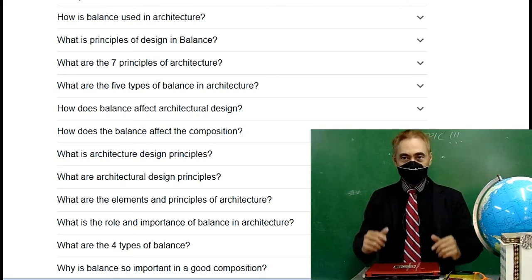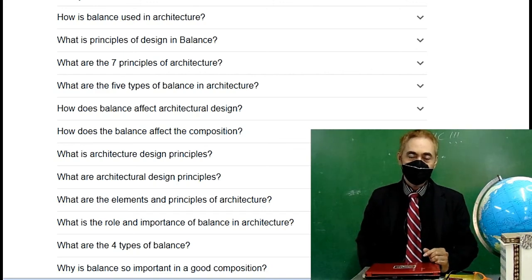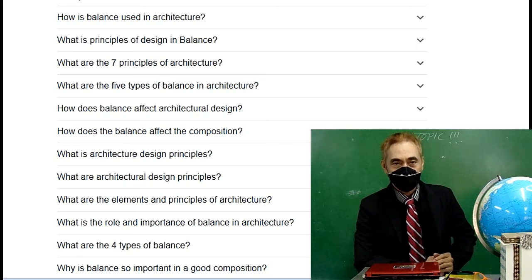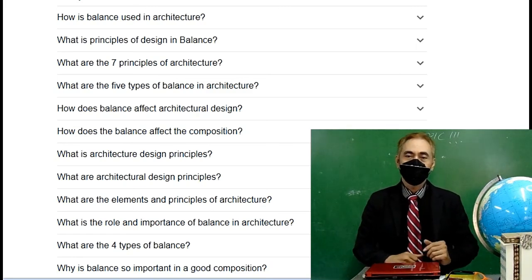What are the 4 types of balance? Why is balance so important in good composition? Another good question about architectural balance.